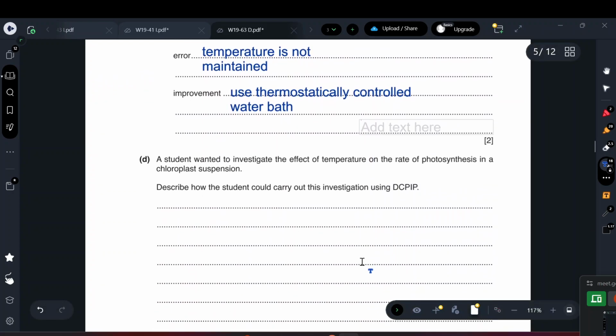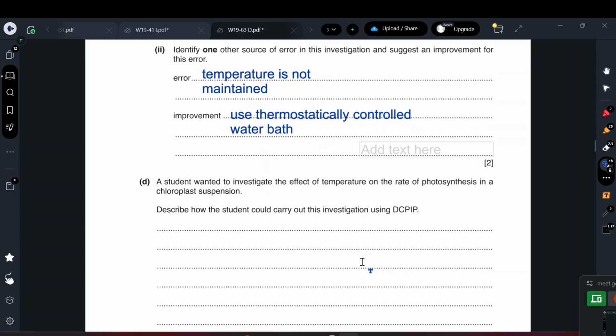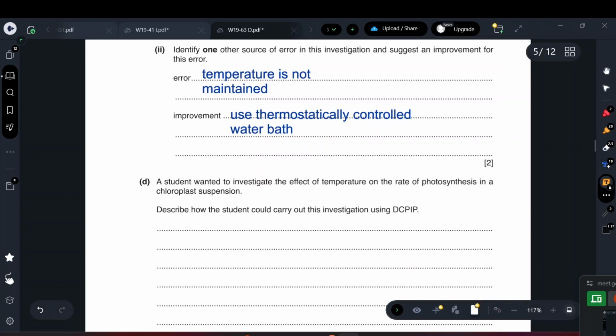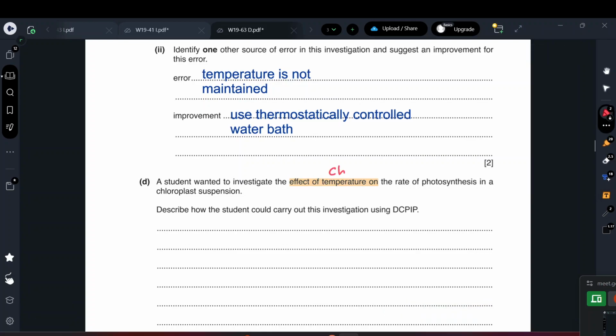Okay, a student wanted to investigate the effect of temperature. In the above experiment, he was investigating the effect of light. Here, I want to investigate the effect of temperature. So this is my changed variable. This is what I will change. How are you going to see the results? He asked you to use DCPIP the same way as he did.